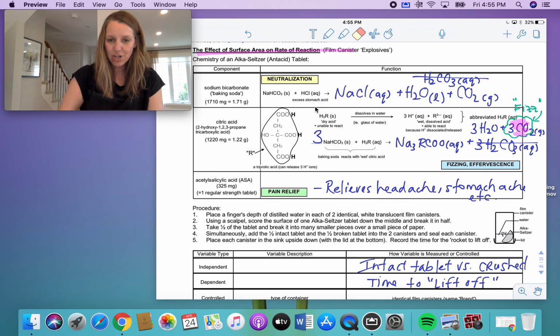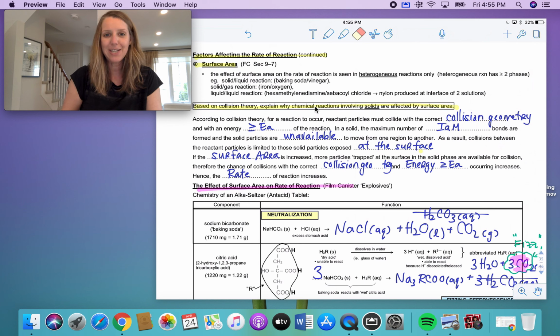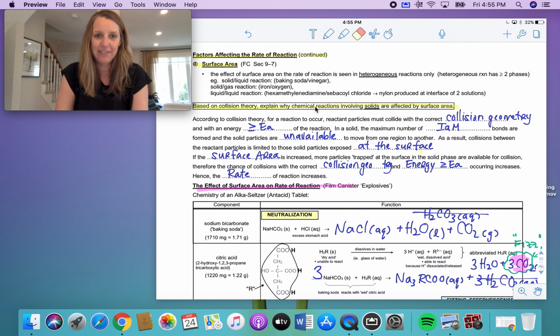As you can see on your notes, this is the last little bit right here. If we were to explain what's happening at the molecular level, the first thing to think about is that the surface area is only going to affect the rate of a reaction if the reactants are heterogeneous. If you have a solid versus a liquid reacting together, you have a heterogeneous reaction.